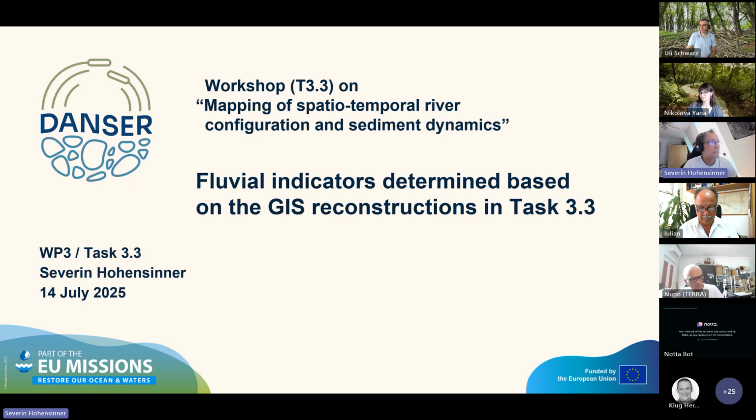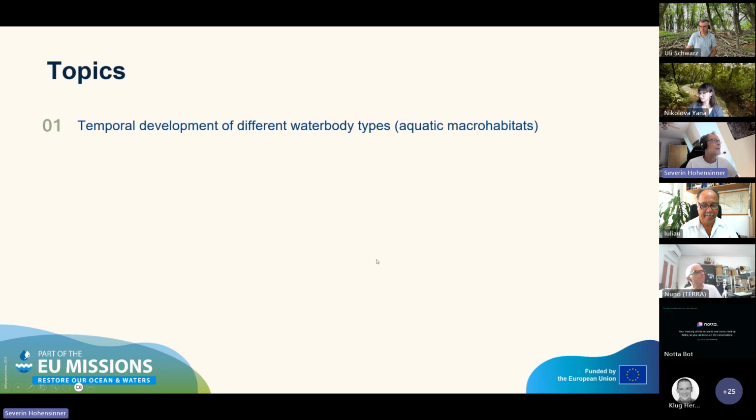And yeah, it perfectly connects to my last topic for today. This is about the fluvial indicators that can be determined based on the GIS reconstructions, as proposed in task 3.3. It's a selection we decided for the DANSER project, of course, as Uli showed already. We did a lot of different habitat-related and other analysis. But here I may have to focus on the temporal development of different water body types. We also call it aquatic macrohabitats.